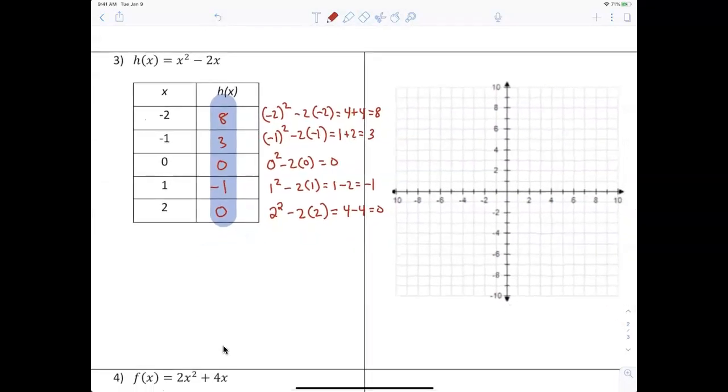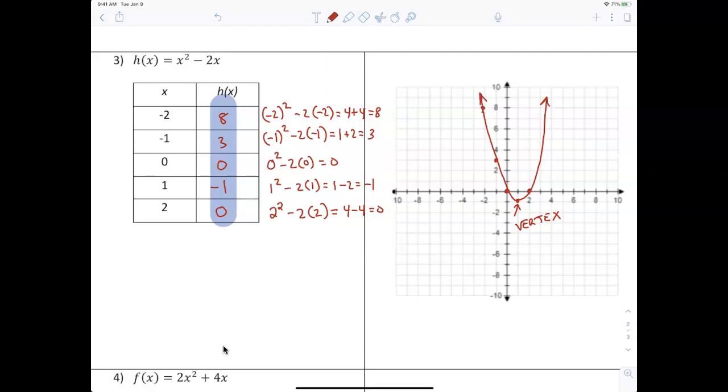The first thing we're going to do is plot 0, 0. Negative 1, 3, negative 2, I'm going to go up to 8, and then 1, negative 1, and then 2, 0. So now this point right down here appears to be the vertex. Now how do I know that? Just because I'm doing a dot to dot, and it goes down, and then it's the low point, and then it comes back up. So that would be the graph of that.